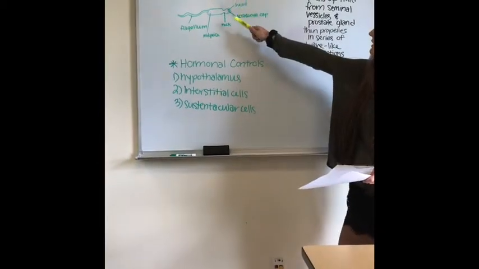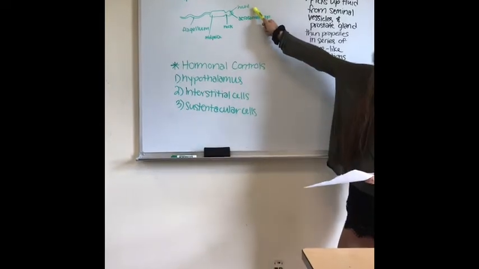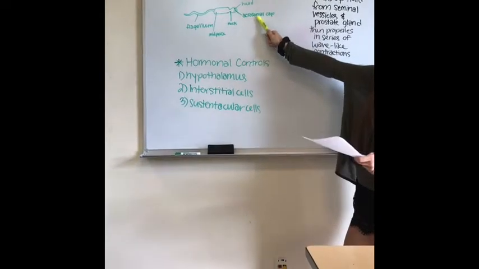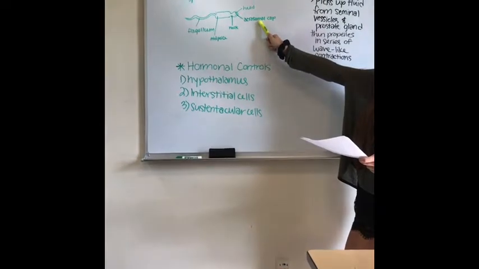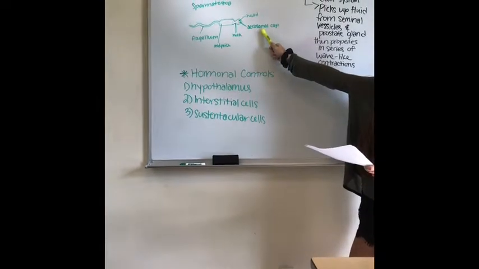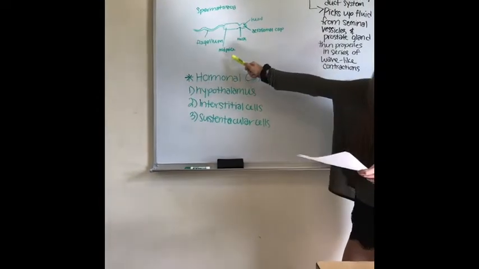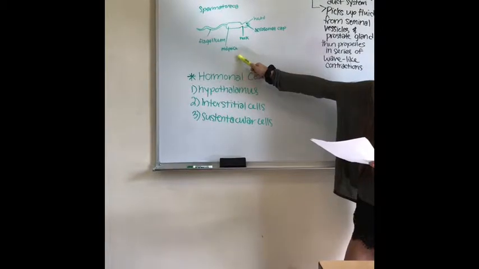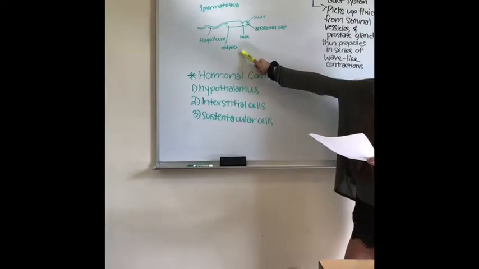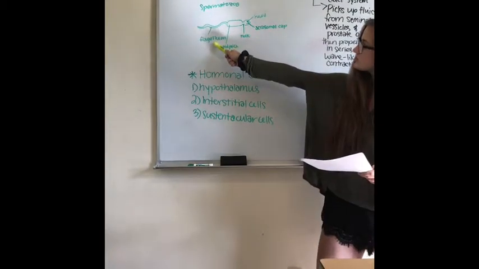The spermatozoa has a head, which contains the DNA, an acrosomial cap, which contains enzymes to allow the sperm to penetrate the egg, a midpiece, which contains mitochondria and contractile fibers, and then the flagellum, which is also known as the tail.